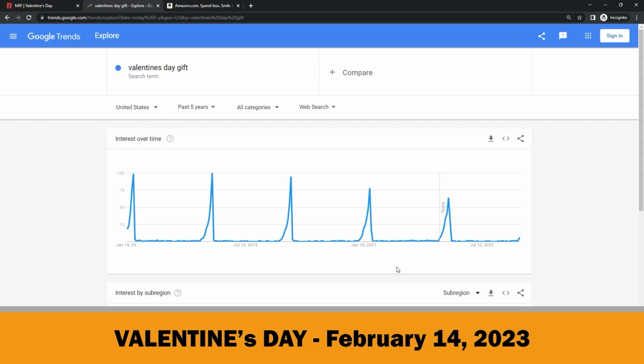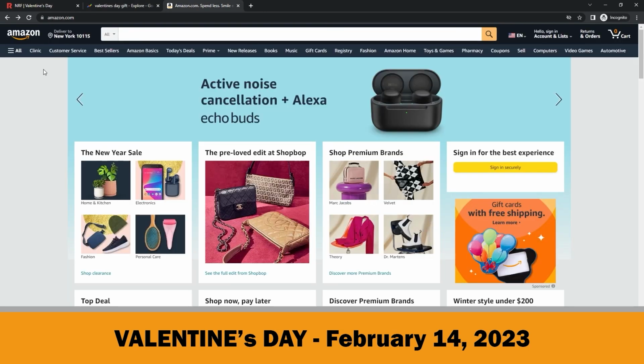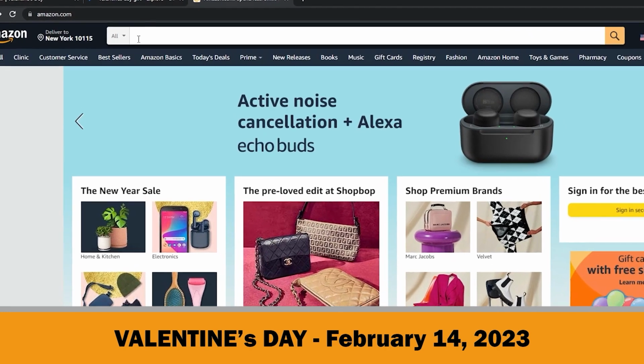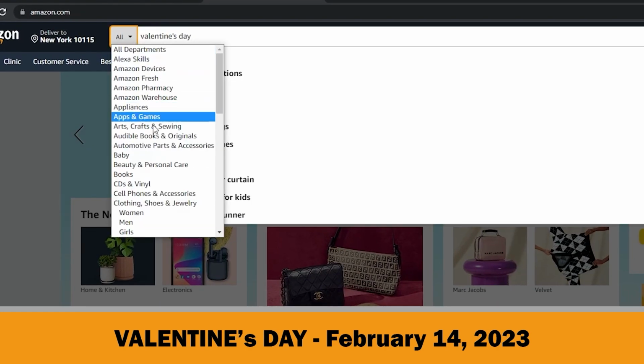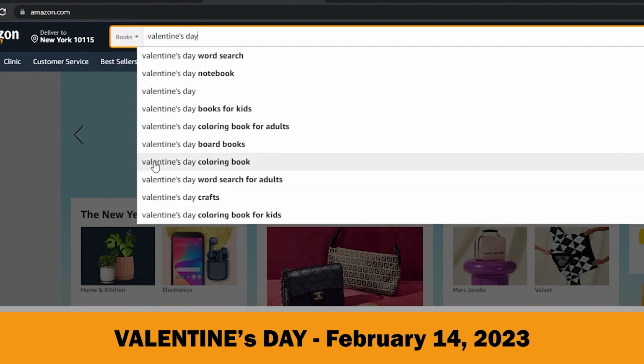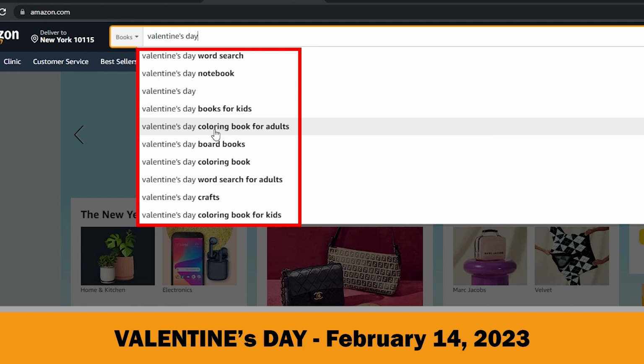So, what kind of books are people searching for as Valentine's Day gifts? Let's go to Amazon's search box and type Valentine's Day. Then select the Books category to see the suggestions. Okay, even though we don't know the exact search volumes of these keywords, both search volume and competition must be very high for them. Therefore, we had better dig more to find low competition keywords.